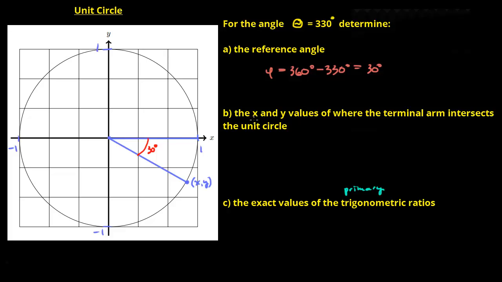Okay, so next it wants us to figure out what the x and y values of where the terminal arm intersects the unit circle. So it wants us to figure out what this x value is and what this y value is. And to do so, let's think about some distances here. So let's draw a right angle triangle, where we draw a line from this point of intersection of the terminal arm and the unit circle.